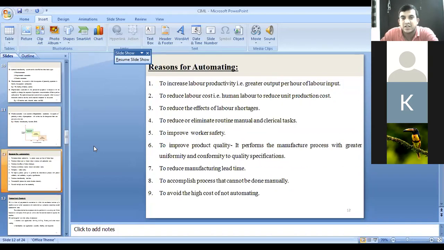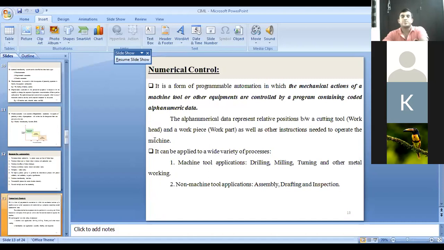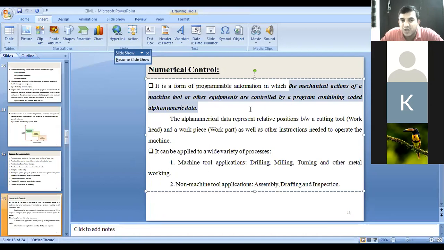Now we have only programmable automation, and in that there are numerically controlled machines, NC machines. Numerically controlled machines are programmable automation. The mechanical action of a machine tool or other equipment is controlled by a program. A program is nothing but a set of instructions given step by step, block by block. That is called a program.